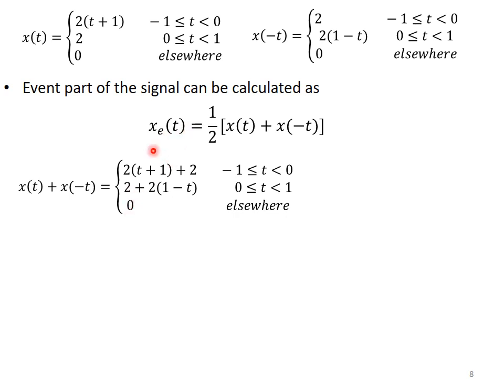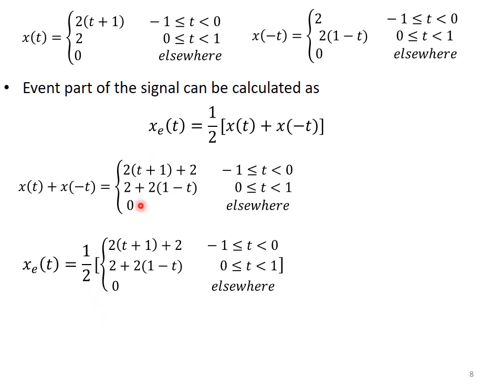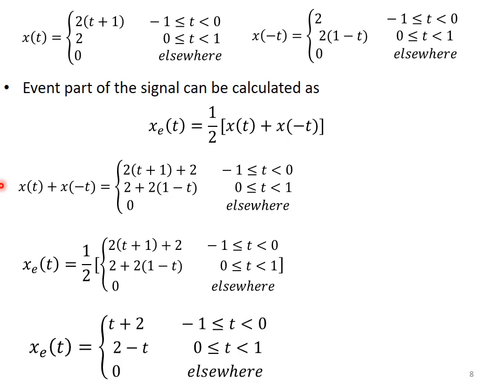Now simplify it further, you will get x of t plus x of minus t, and you have to divide it by 2 as well in order to find out the even part. So after simplifying it further, you will get the even part of the signal. Now can you sketch the graph of the signal?